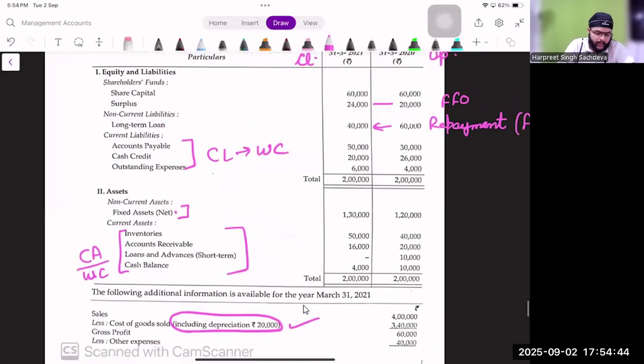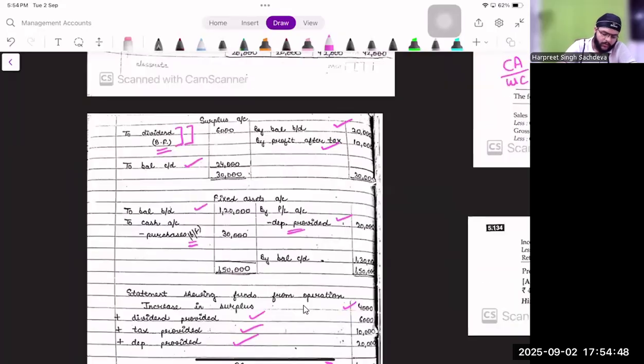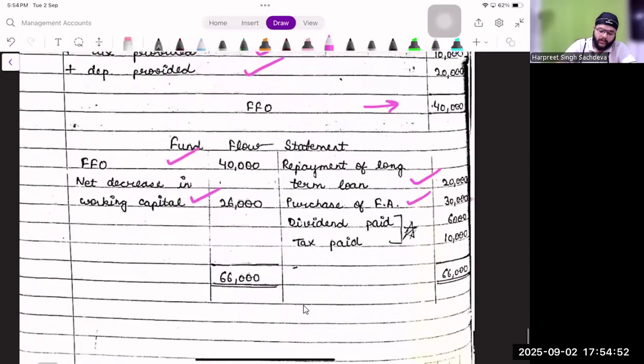Then next, CL will not come. Fixed asset, you will go to the account. There, what happened? Purchase. What will you do with the purchase? Application, 30,000.